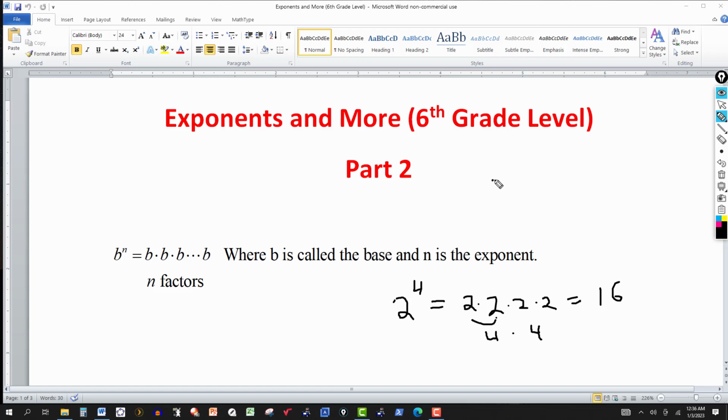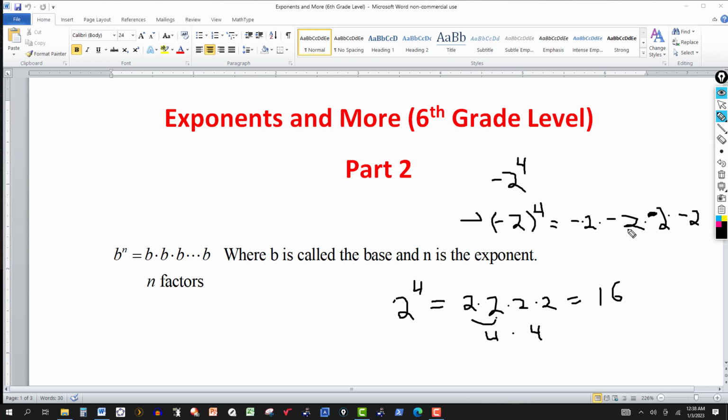But let's suppose I have this now. Suppose I have negative 2, and I put a 4 there. And down on this one, I'm going to put negative 2 in parentheses to the 4th power. It's very important that you identify the correct base. So in the second one, because I have the negative 2 in parentheses, that tells me that the base is negative 2. So this is negative 2 times negative 2 times negative 2 times negative 2.